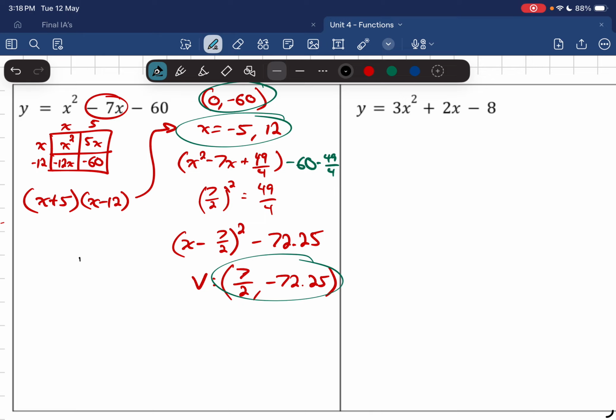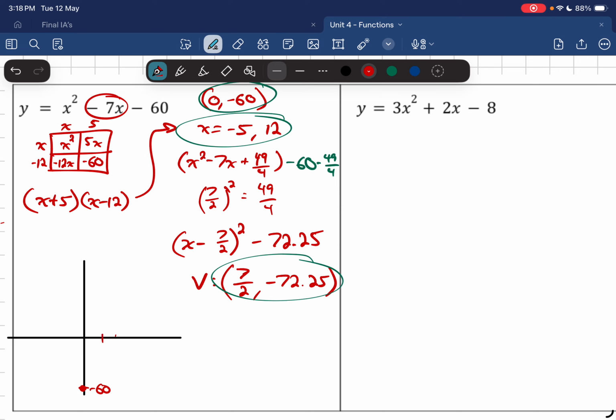Just got to be careful with our axes here. I'm going to do this in a very nonchalant way, I guess. So that'll be -60. That's going to be my y-axis intercept. At 7 over 2, so what is that?